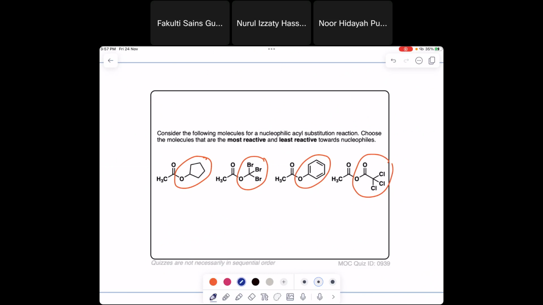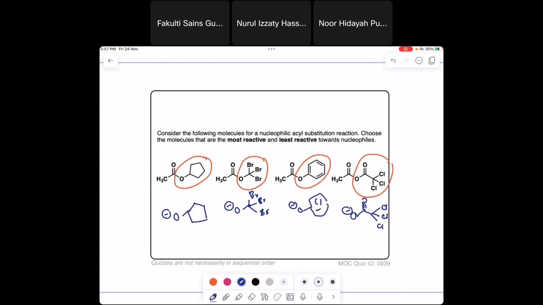Okay. Mungkin kita boleh keluarkan dulu kat sini. Okay. Kalau dia nak keluar, dia akan keluar sebagai ini kan. Dia akan keluar sebagai cyclopentanoate. Okay. And this what? Ni pun sama. Ni phenoxide lah kan. Ni pun. Okay. Which are the like paling most reactive?